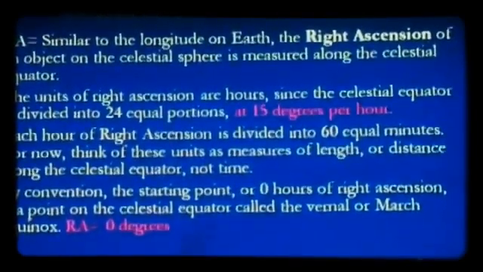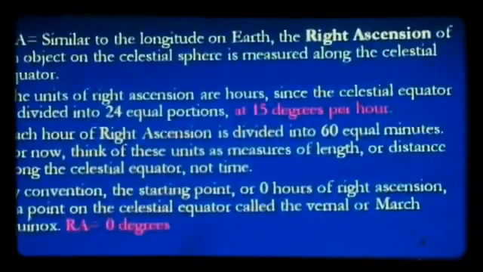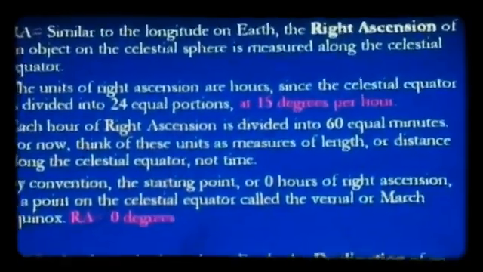We're going to clarify this a little bit better in a moment when I pull up my planetarium program and show you visually what we're talking about. Okay, so let's go ahead and move on. Talk about declination. Declination is the other coordinate that you would need to locate an object in the sky.